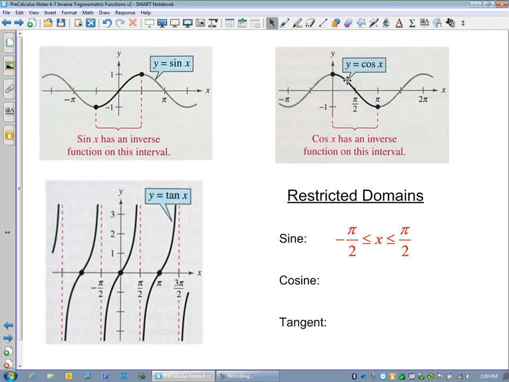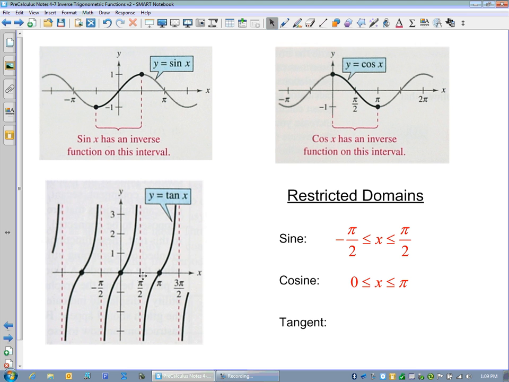So looking at the graph here, that can happen from 0 to pi, which is the interval that is closest to the origin. And for that, it also does include the endpoints, because we do want that maximum value and we do want that minimum value. So that would be our restricted domain for cosine.